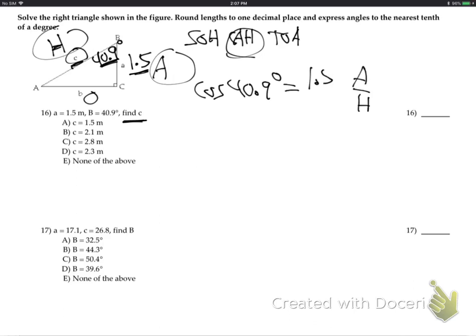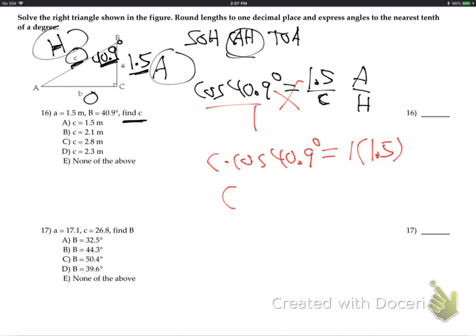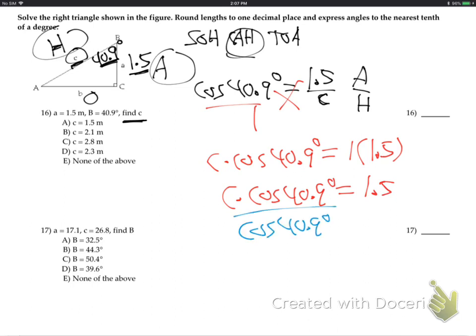So it's 1.5 over C. Okay, and so how do we solve when we have a fraction with an equation? Yeah, put it over 1, diagonal, cross multiply. C times cosine 40.9 degrees is 1 times 1.5. So C cosine 40.9 degrees is 1.5. Last step to get C alone, divide by cosine 40.9 degrees. Boom.